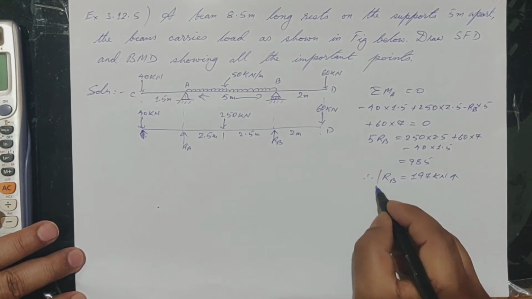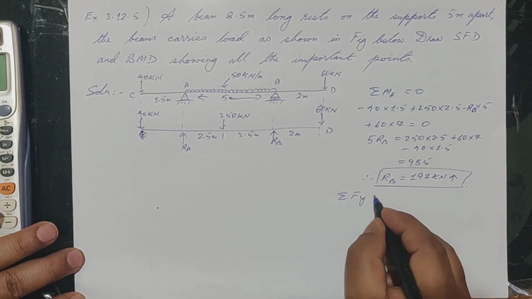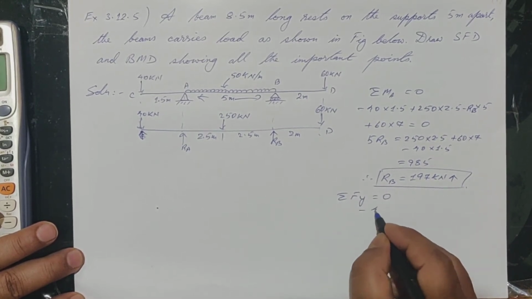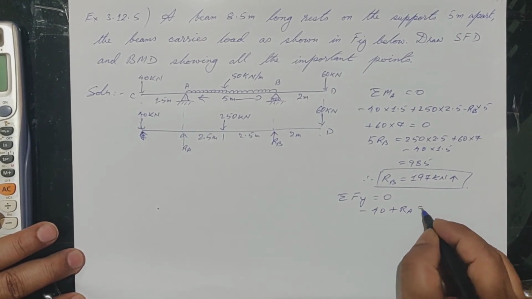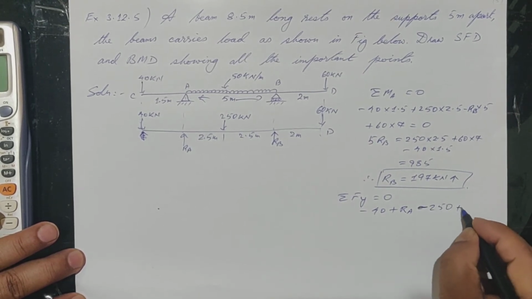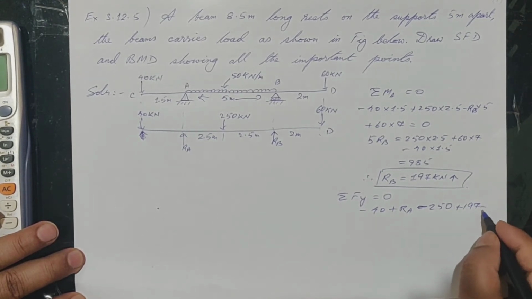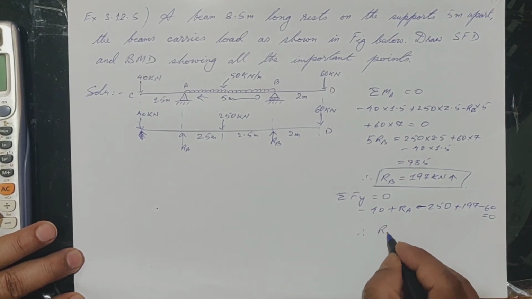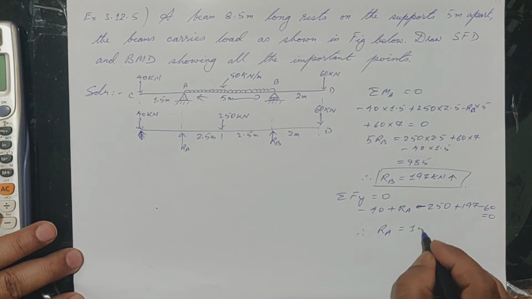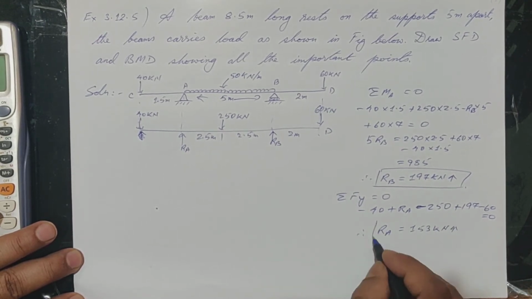which is in this direction. Now summation of Fy is equal to 0: minus 40 plus RA minus 250 plus 197 minus 60 is equal to 0. So from here we can calculate RA is equal to 153 kilonewton, which is also acting upwards.